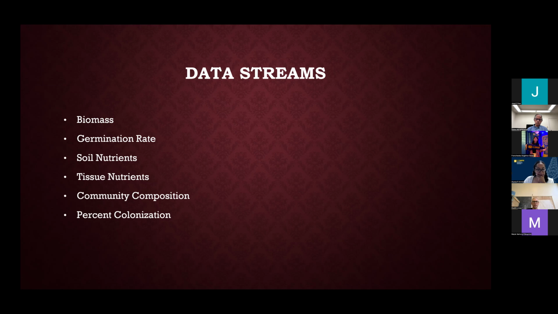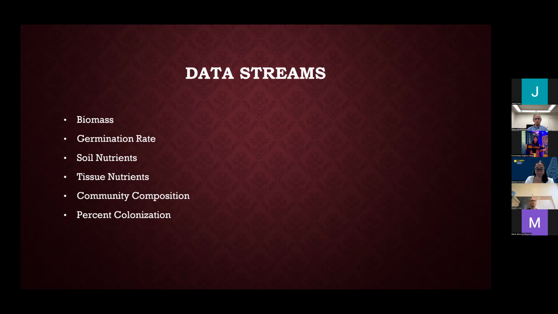Other data streams that we're looking into is the plant biomass. After the bioassay grew enough to where it would have the colonization, we harvested everything, separated the root from the shoot, and took the dry and fresh biomass of the plants to see which treatment had more success in growing. The germination rate between the different treatments was also noted. Soil nutrients, as I mentioned before. I'm going to be measuring the tissue nutrients on the seedlings here soon. And I'm also taking care of community composition and percent colonization.